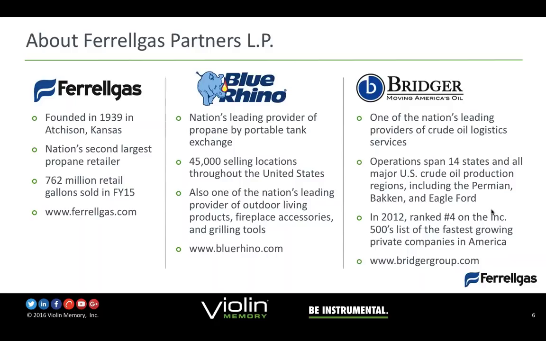Ferrellgas began as a mom-and-pop propane operation back in 1939 in Atchison, Kansas, and is now the nation's second largest propane retailer. And we delivered over 762 million gallons on the retail side in FY15. One of our companies is Blue Rhino, which is probably a more recognizable trademark around the country, as you may have one of their tanks in your grill on the patio. We have 45,000 selling locations throughout the country at places such as Lowe's and Walmart and other retail operations. It's also one of the nation's leading providers in outdoor living accessories, such as fireplaces and grilling tools and things like that.